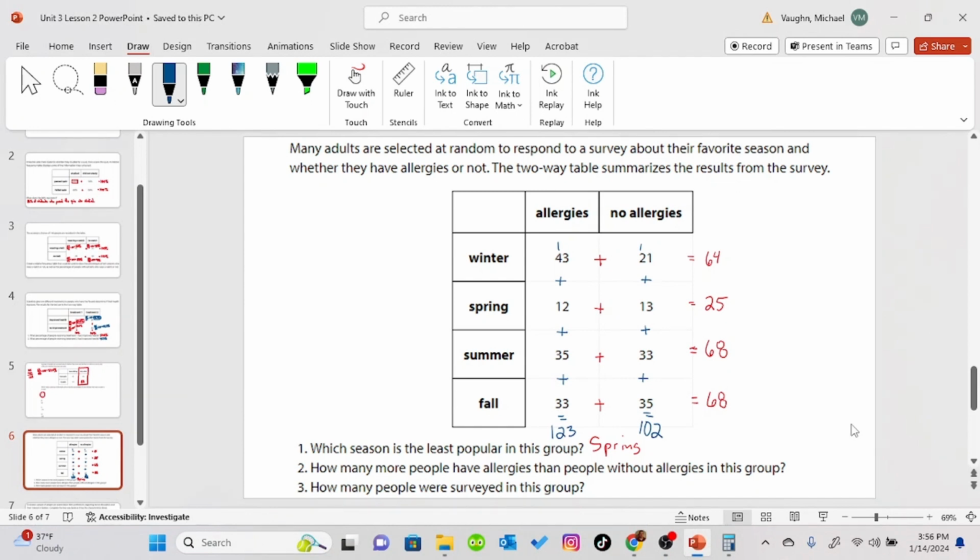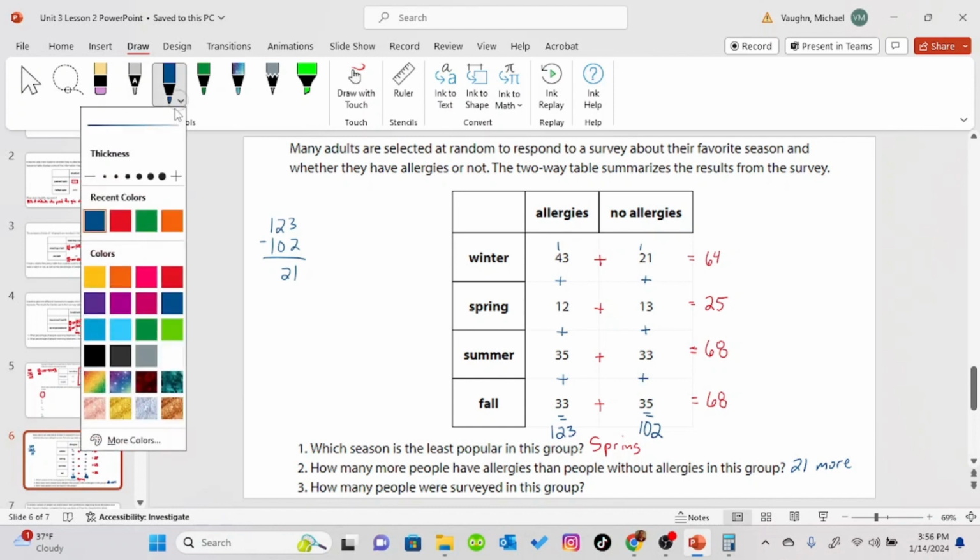So if we want to know how many more people have allergies than people without allergies, we need to subtract. So we can say 123 minus 102. 3 minus 2 is 1. 2 minus 0 is 2. 1 minus 1 is 0. So this means 21 more.